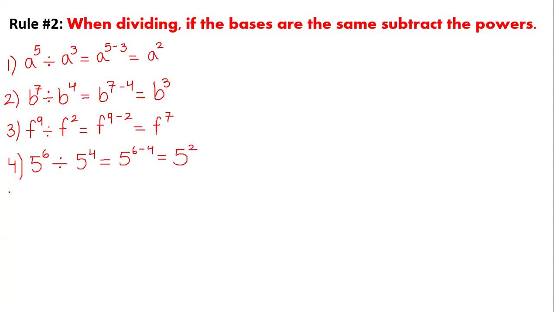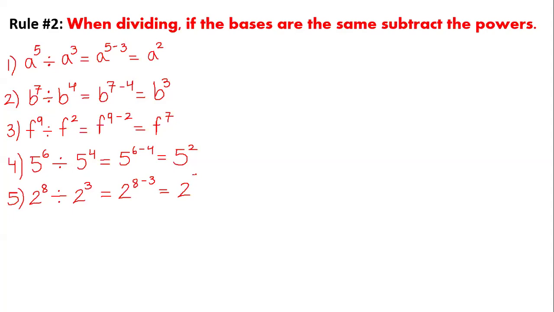Number 5. Let's say we have 2 to the power of 8 divided by 2 to the power of 3. The answer is going to be what? 2 to the power of 8 minus 3, which is 2 to the power of 5.